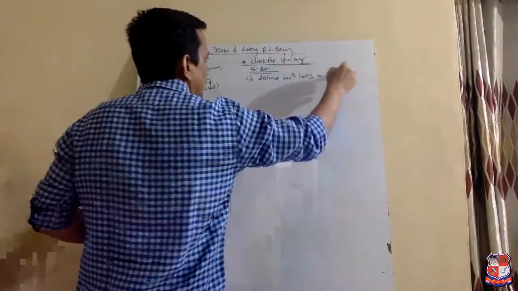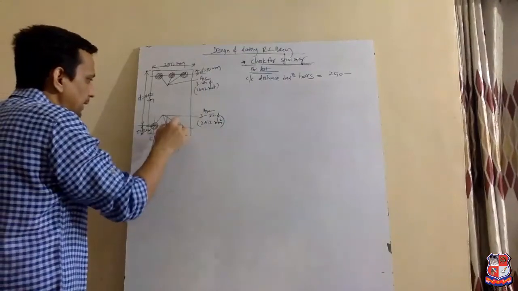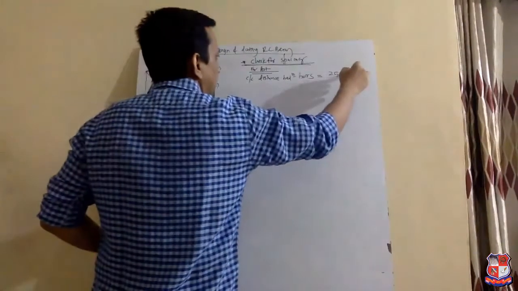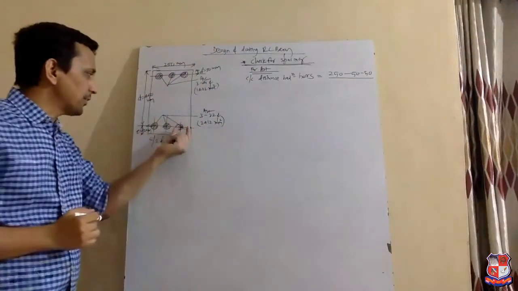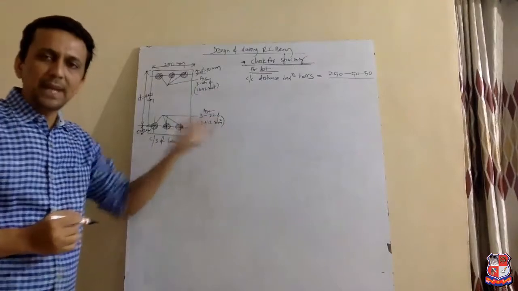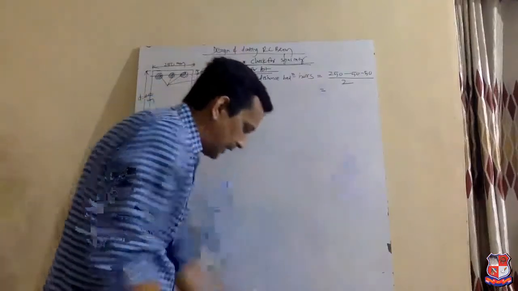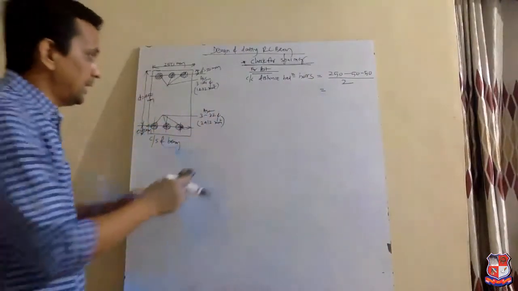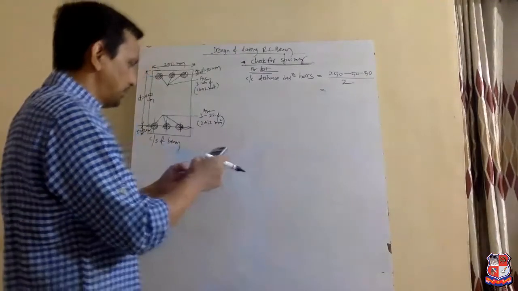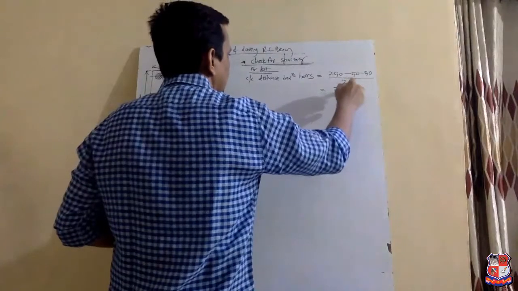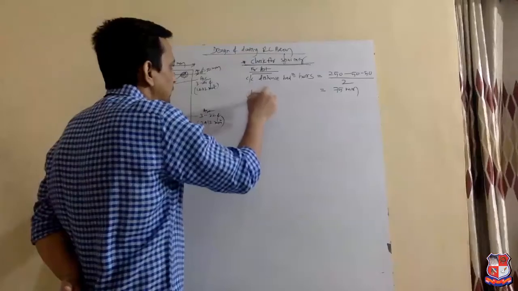So for that, the total width of the beam is 250 mm and the effective cover for both sides, minus 50 and minus 50, divided by the number of bars, which is 3, and to find the spacing we need to write one less than that number, divided by 2. So we get the center to center distance, divided by 2, 75 mm.